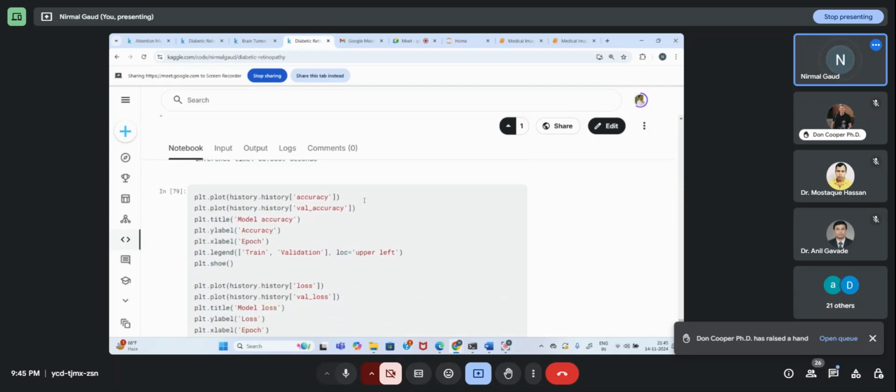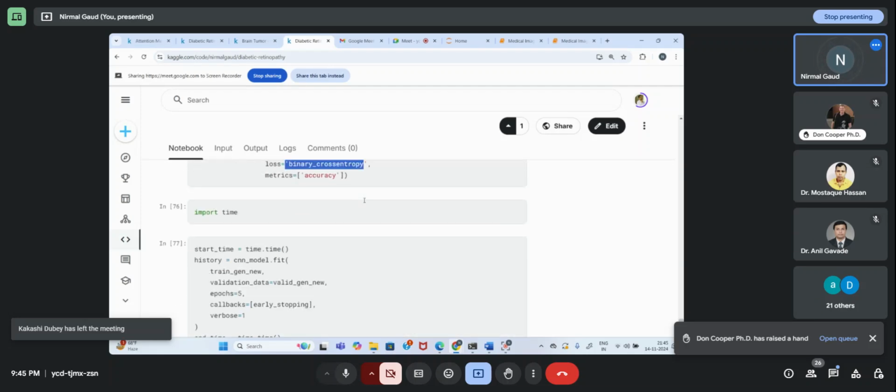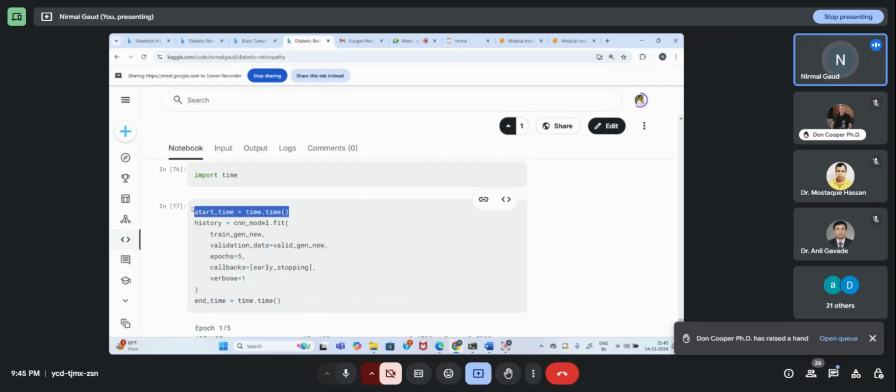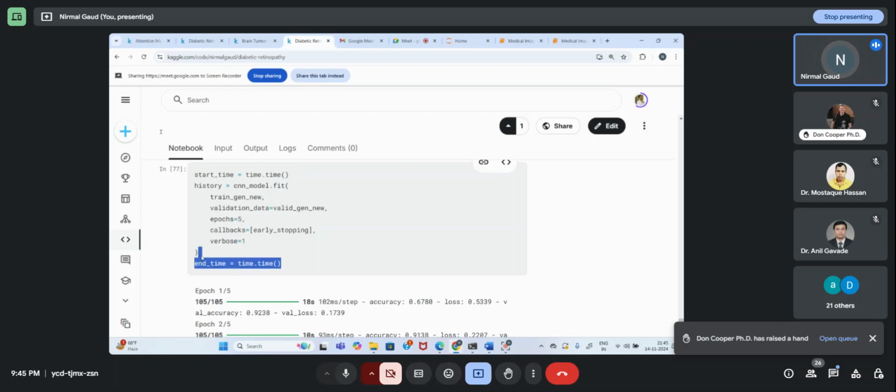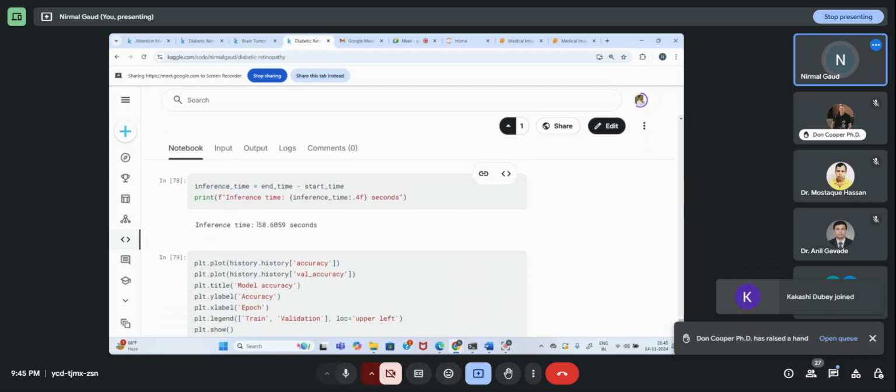You can see the result. One more thing I added: before training, what was the time, and after training ends, what was the time. I just need to check how much time my algorithm takes, what is the computational time my algorithm takes on the resources which I'm using. It took only 58.6059 seconds, nearly 2 seconds less than a minute, to train my model over 1000 images.